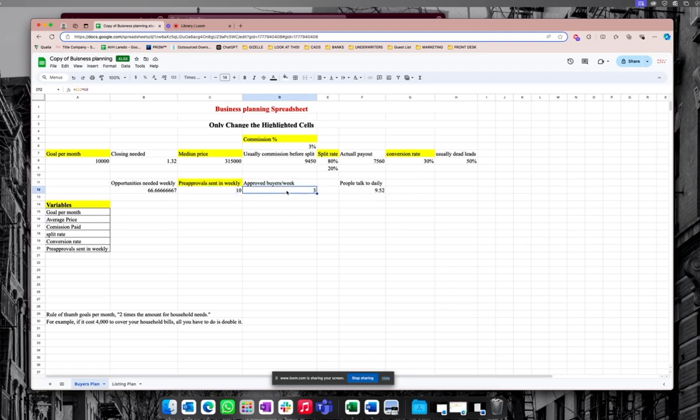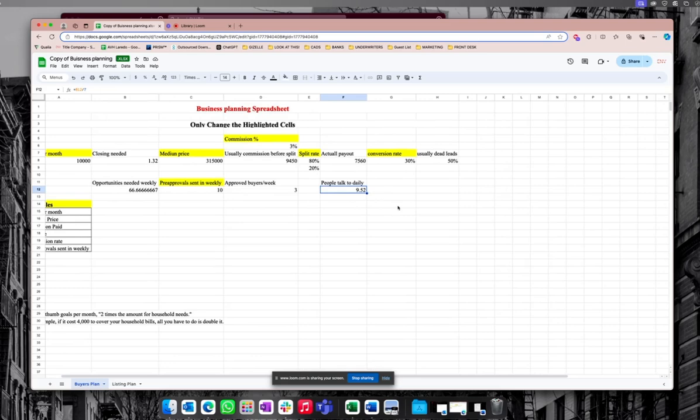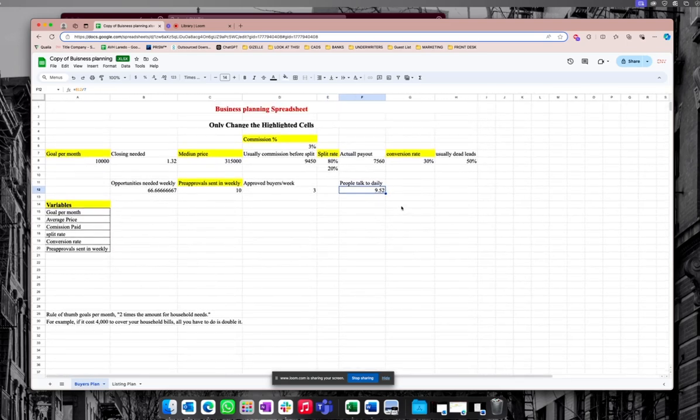Some of them might be next month, some might be next week. It might be a little farther ahead, but they're going to get pre-approved. That means I have to talk to 9.5 or 10 people per day in order to get my pre-approvals, or 67 people per week. Very simple math.